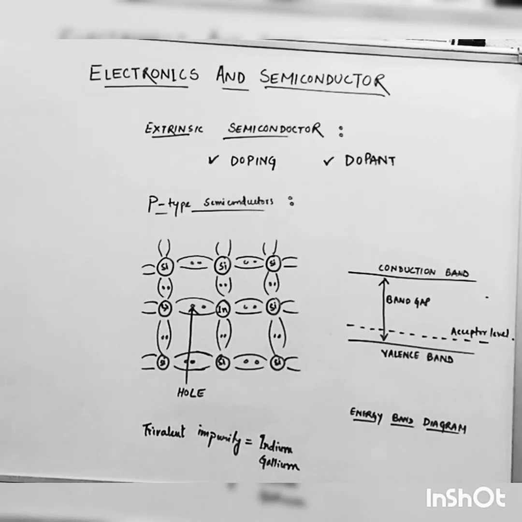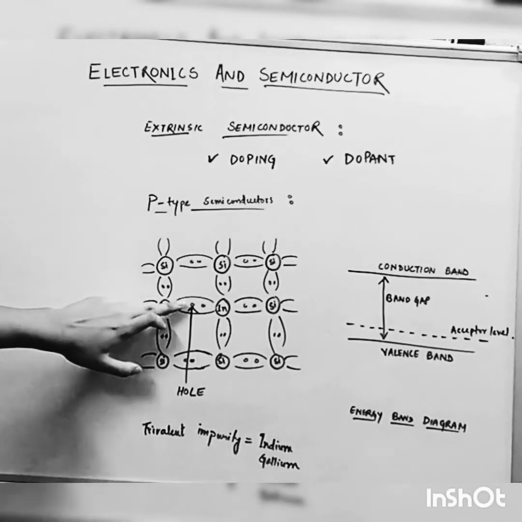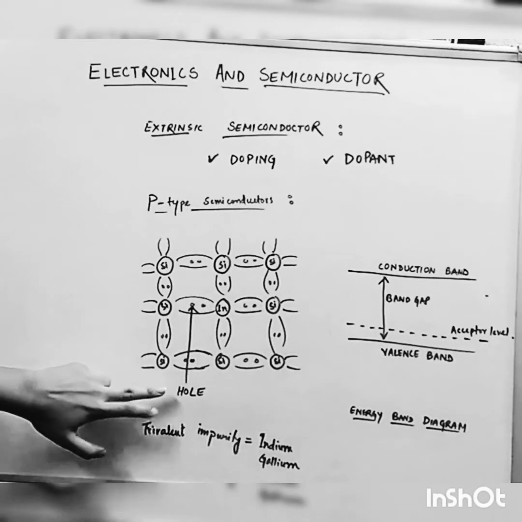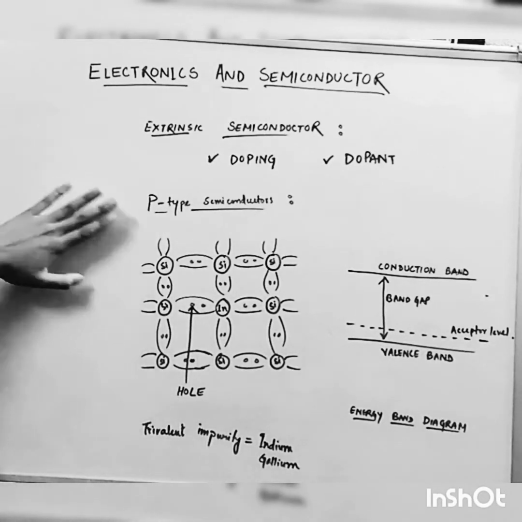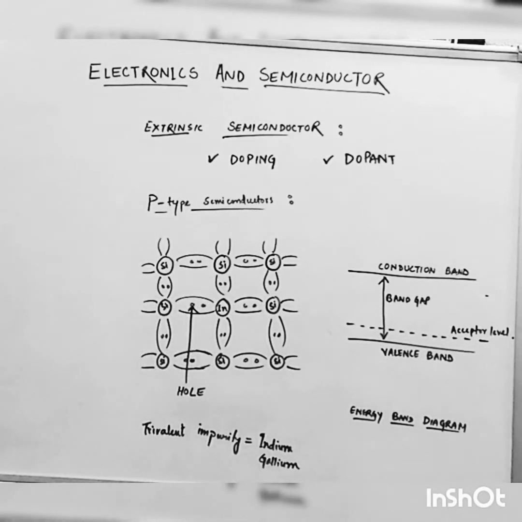And here the current carriers are positive charges, holes. In N-type semiconductors, the current carriers were electrons which are negatively charged, so they are called N-type because N means negative. But here in case of p-type, the current carriers are the positive charge carriers, holes, and p means positive, so they are known as p-type semiconductors.